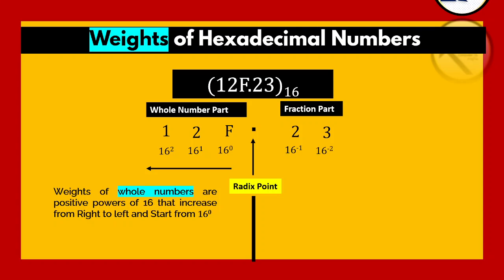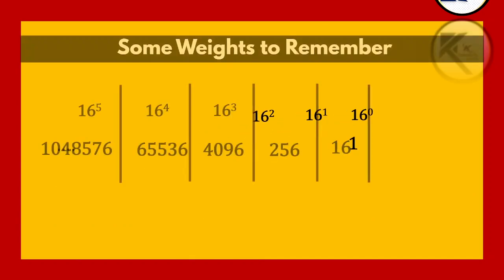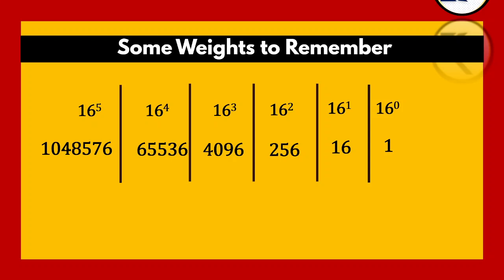So positive powers for the whole number part, negative powers for the fraction part. Negative powers are decreasing and positive powers will increase, depending upon that we are starting from 16 to the power of 0. So these are some of the weights which you can remember.